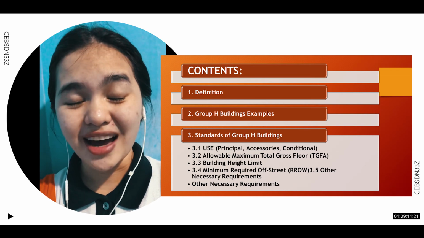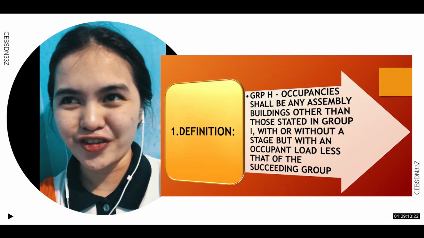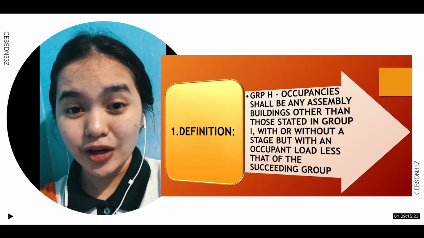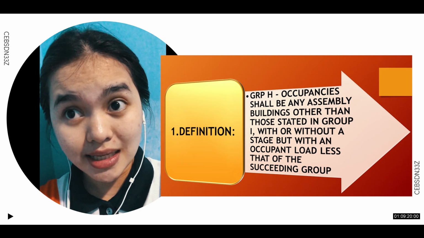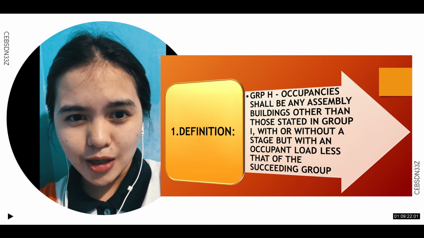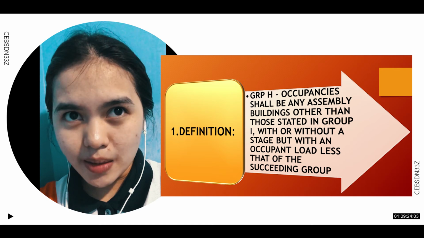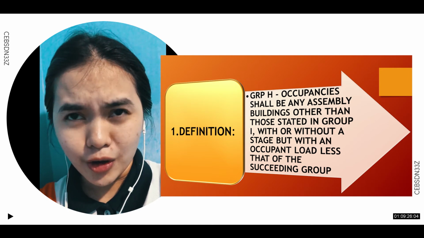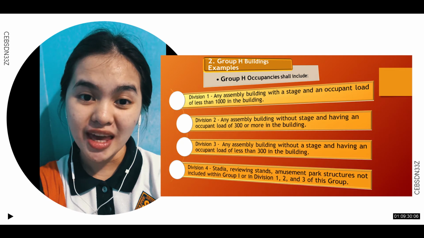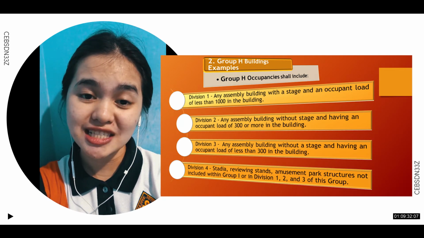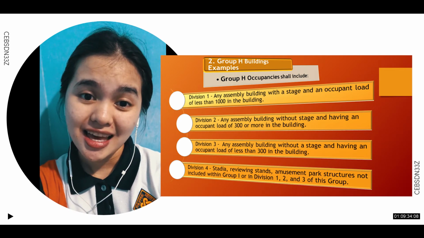So let us define what is Group H first. It is an assembly building with or without stage that has an occupant load of less than 1,000 in the building, and any assembly building that or those that are not stated in Group I. Second is the Group H building examples, which is divided into 4 divisions.